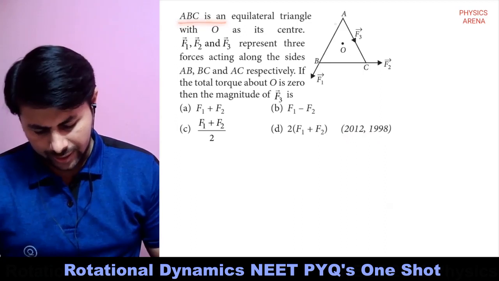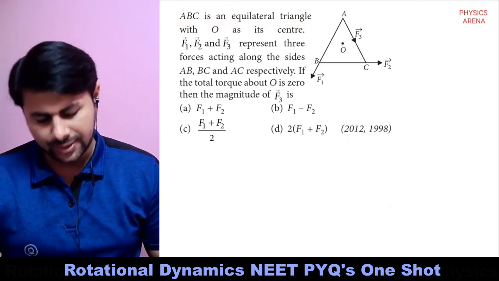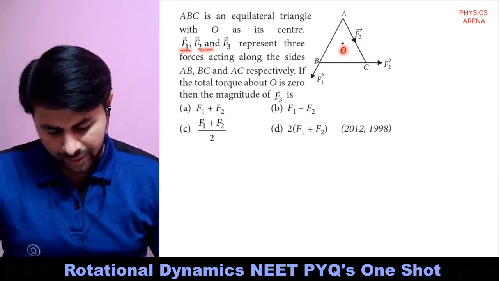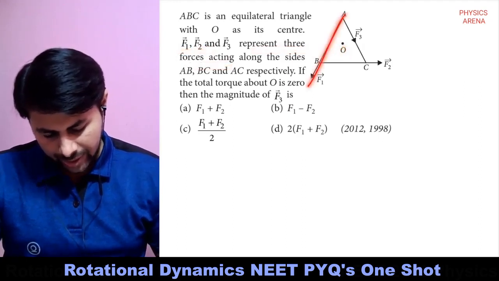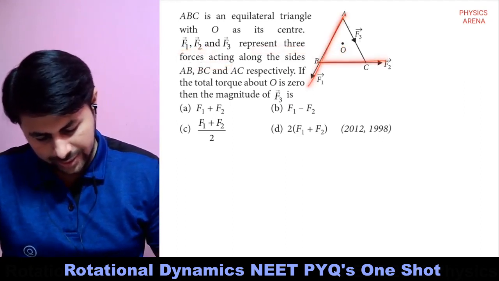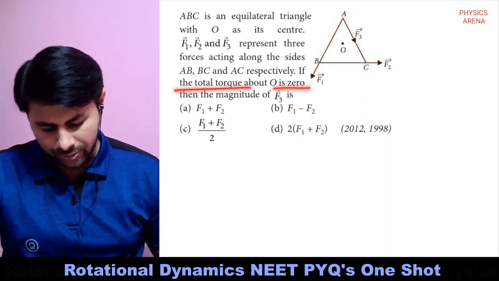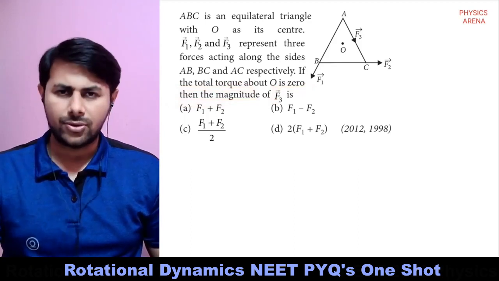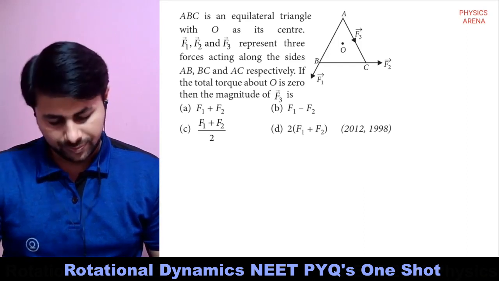ABC is an equilateral triangle with O as its center. F1, F2, F3 represent three forces acting on the sides AB, BC and AC respectively. If the total torque about O is 0, then the magnitude of F3 is. So total torque is 0, right? How much is F3 is the question.